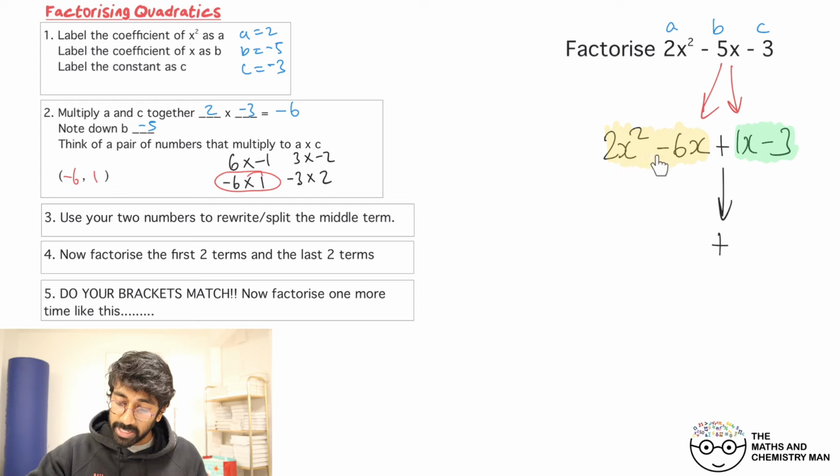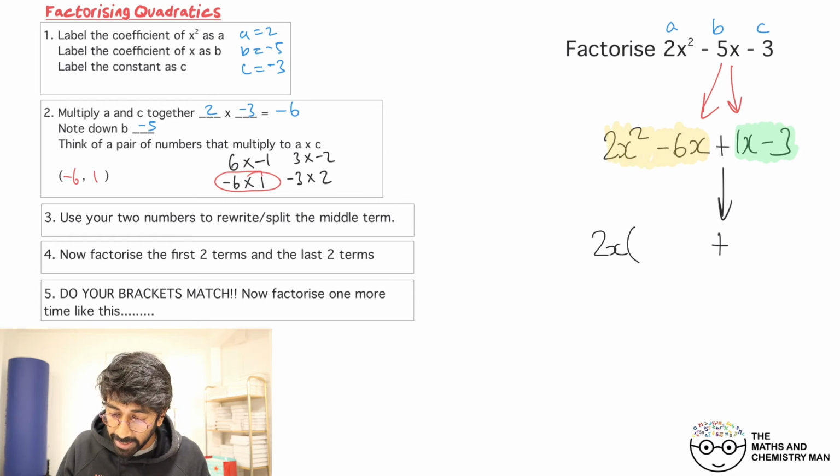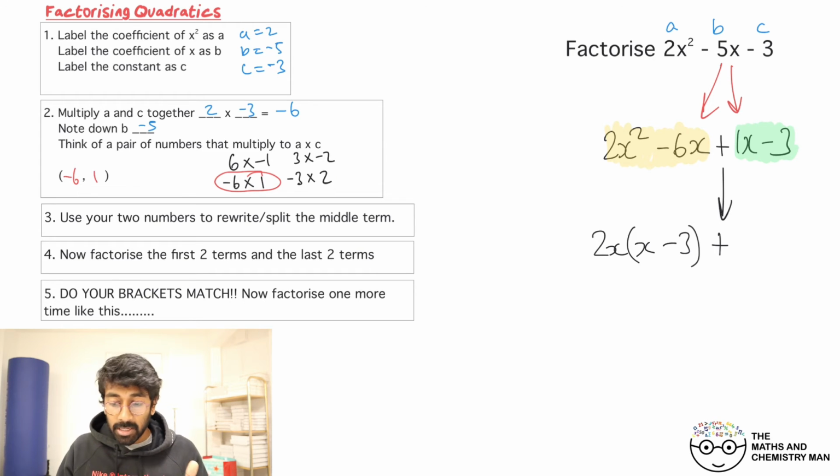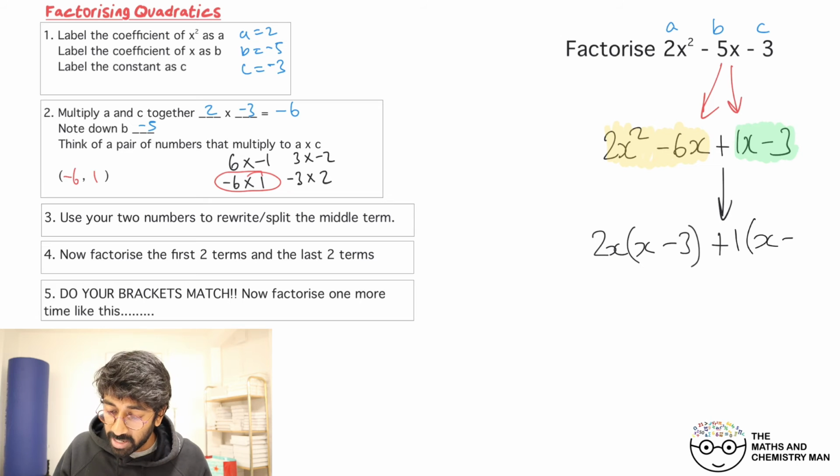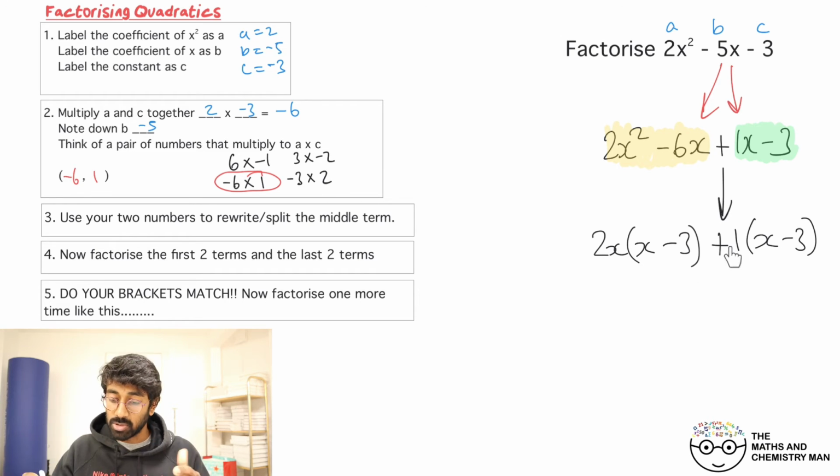Now, let's look in here. What can we factorize from this? We can factorize out a 2x, and then what's left in the bracket? Well, x take away 3. Go across to the other side. We've got 1x and 3. The most you can take out of there is just going to be a 1. And then what's going to go on the inside of your bracket? x minus 3. And that matches up with the first one, right? You can also double check by expanding it. So you can do that too.